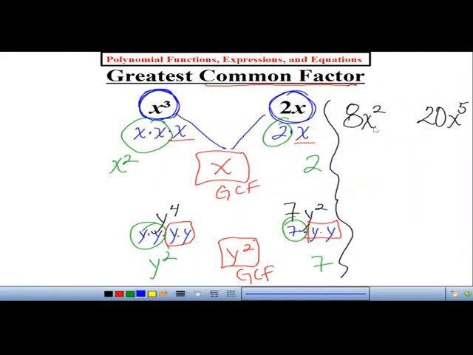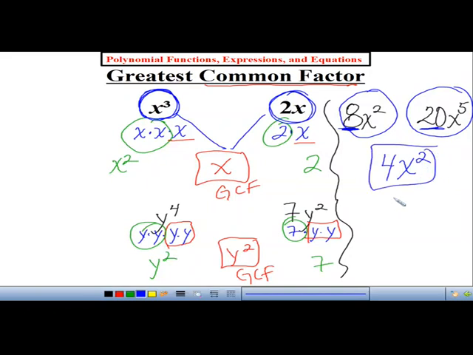So let's think that through for this one. How many x's do you see here? 2. How about here? 5. How many do they have in common? 2. So you would write what? X squared. Is that correct? Okay. Now that we have the variables out of the way, let's focus on the numbers. What's the biggest number that divides 8 that can divide 20? 4. 4 is correct. This is our GCF.